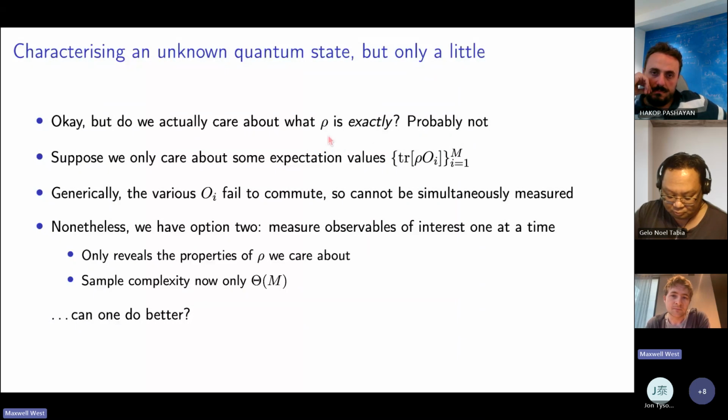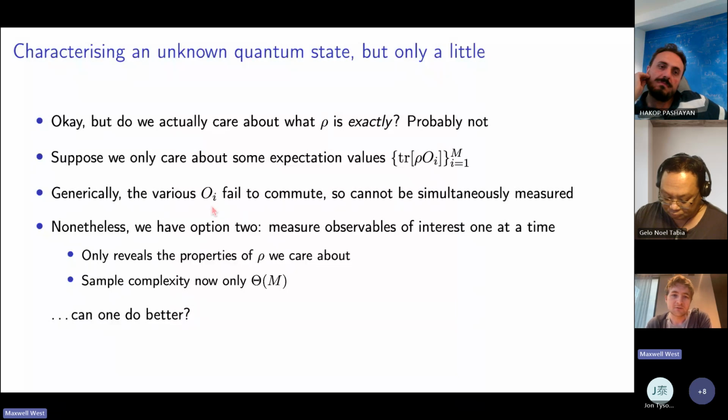And this intuition is, I believe, actually one of the things that motivated Scott Aaronson originally when he was thinking about this. So to be concrete, suppose we have some list of capital M operators or observables with respect to which we want to know rho's expectation value.